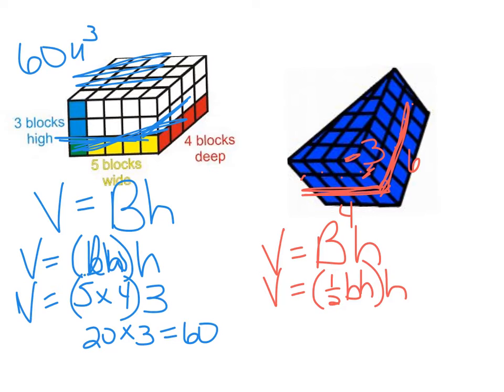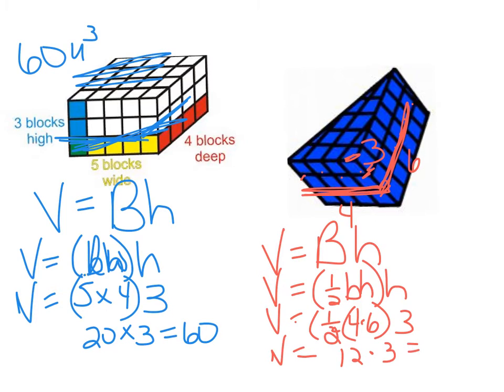So all you have to do is 4 times 6. So we're going to take half of 4 and 6. And then times 3. So this would be half of 24 is 12 times 3. That's going to give you 36. And that's basically what you're doing.